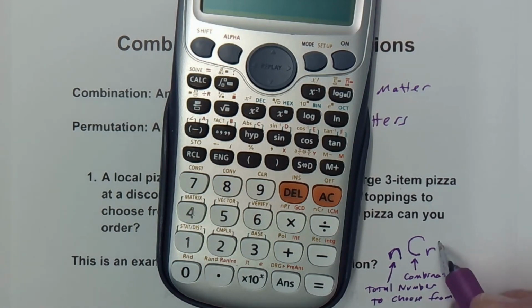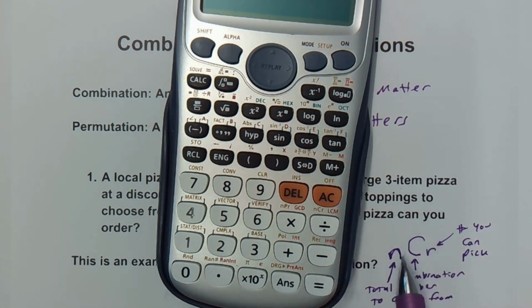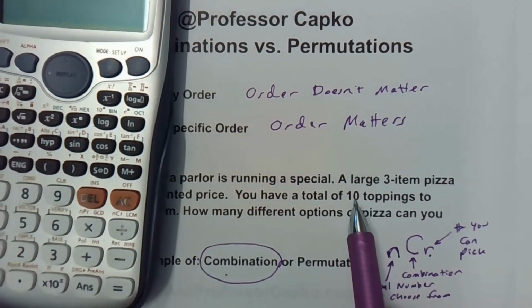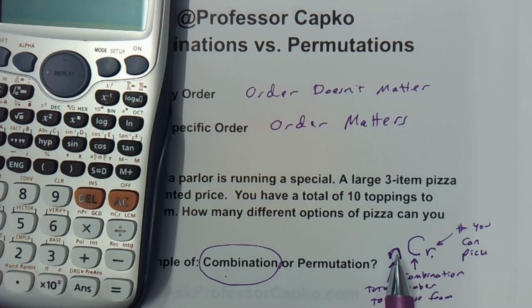And then finally, R is the number you can pick. A lot of times it's said like this: N choose blank. Sometimes it's said that way. In this case, we've got 10 items to choose from, so that's going to be our N. 10 choose 3. R is the 3. So it's 10 for the N, and 3 is our number we choose. So it's 10 choose 3.